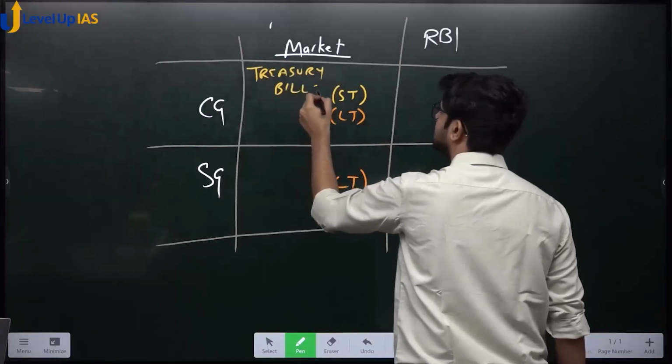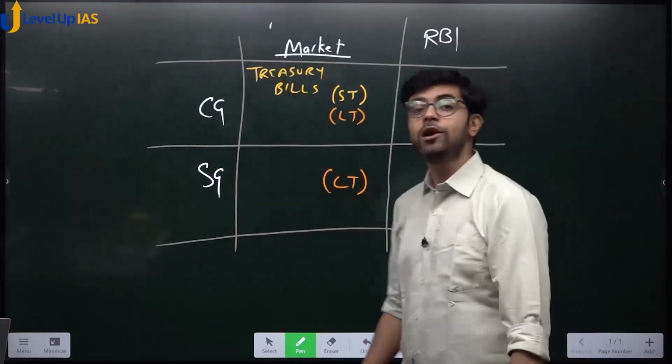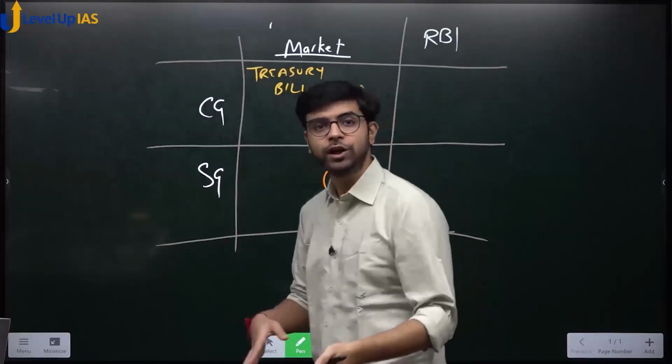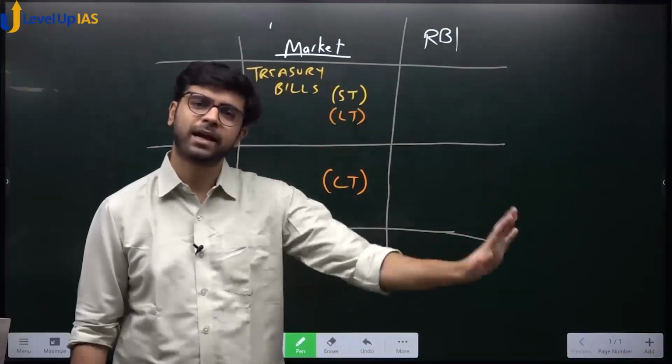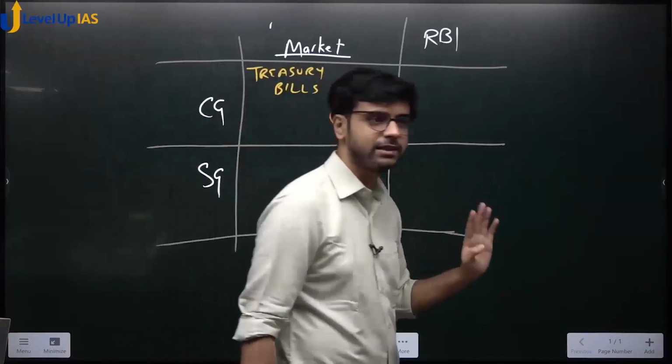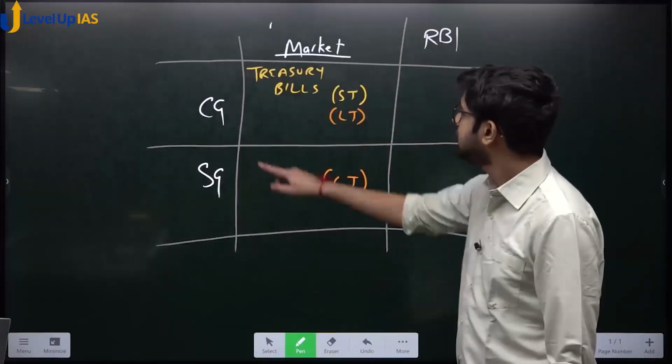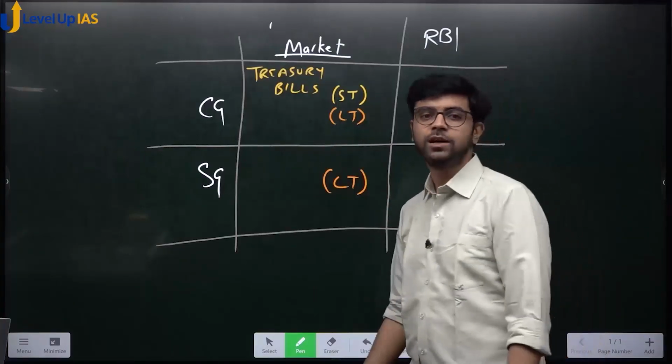Do you agree with this? T-bills. What kind of T-bills? 91, 182, 364. What is their eligibility for issuing of T-bills? Please meet me in the markets chapter. We will discuss this in the markets chapter. Okay? For now, T-bills. What do you think central government's long-term securities are known as?